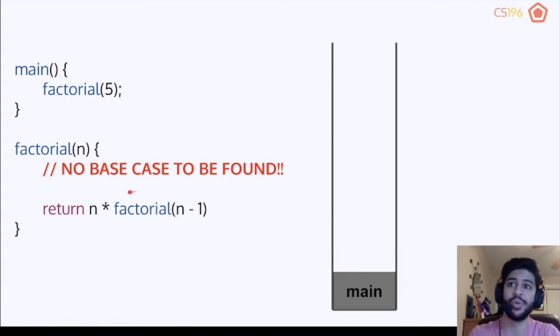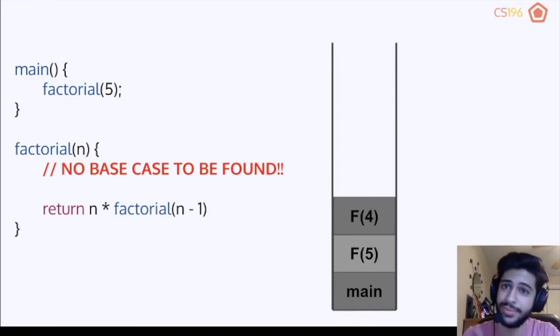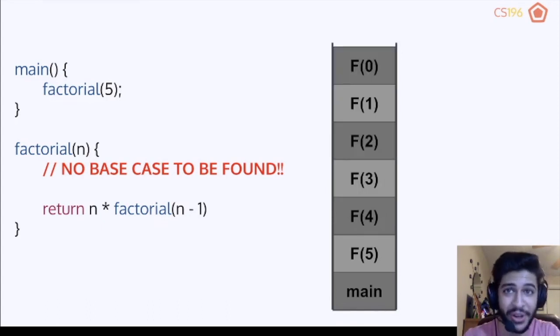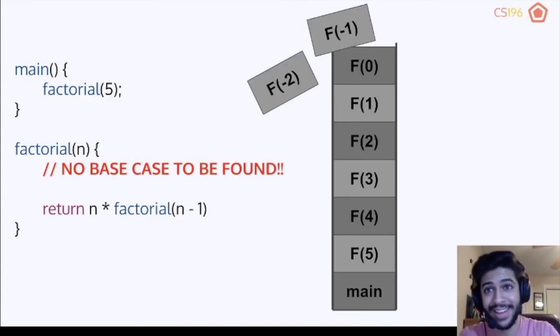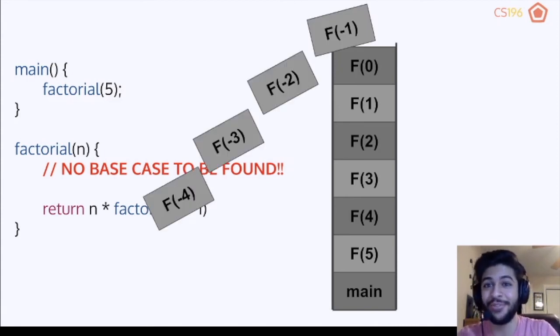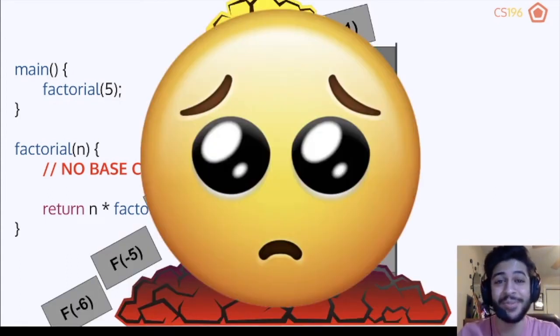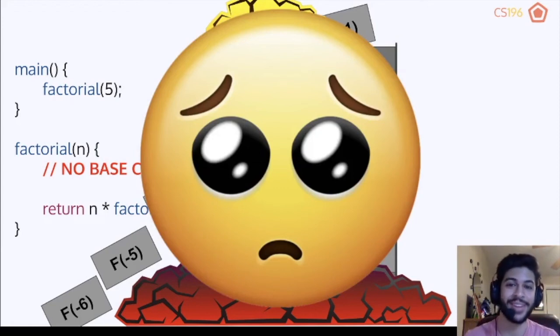So what happens when we try to run factorial of 5 with this factorial function that forgot to write a base case? Well, factorial of 5 needs factorial of 4, which is n minus 1, which needs 3, which needs 2, which needs 1, which needs 0, which needs -1, -2, -3, -4, and it'll keep on going infinitely until your whole computer explodes and you start crying. So this is why it is super important to get your base cases correct.